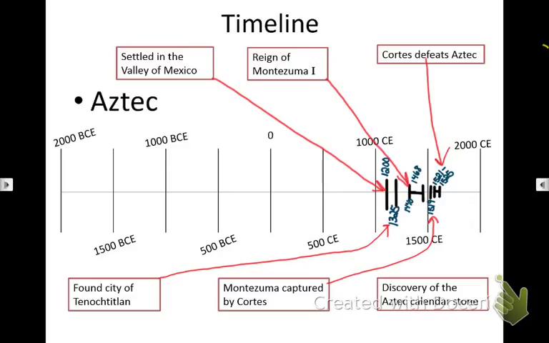Yes, there was a space of time between capturing Montezuma the First and defeating of the Aztecs. And finally, 1790 was the discovery of the Aztec calendar stone. Again, your Aztec timeline is a lot smaller in space than the Mayans was. Let's find out about the Incans.